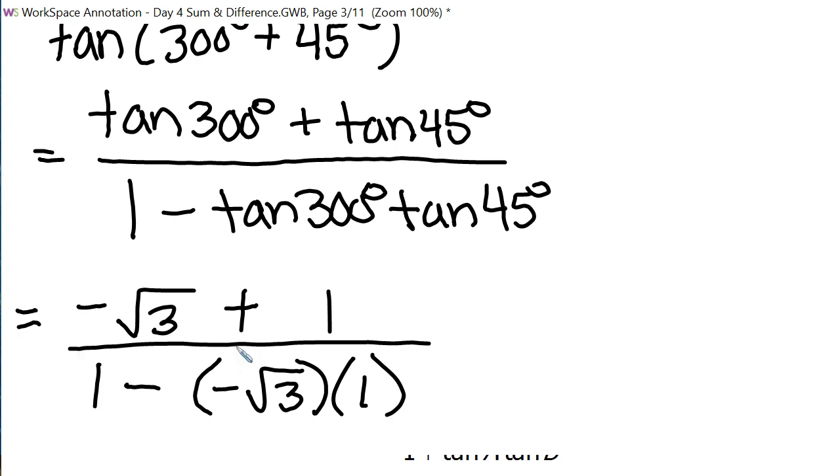Now when we write our answers, we normally don't put the radical out front, we put the radical in the back. So I'm going to rearrange that numerator so the radical is at the back. So make sure the square root stays negative and the 1 stays positive. Now in the denominator, drop down the 1. Negative times a negative becomes positive, and square root of 3 times 1 is square root of 3.